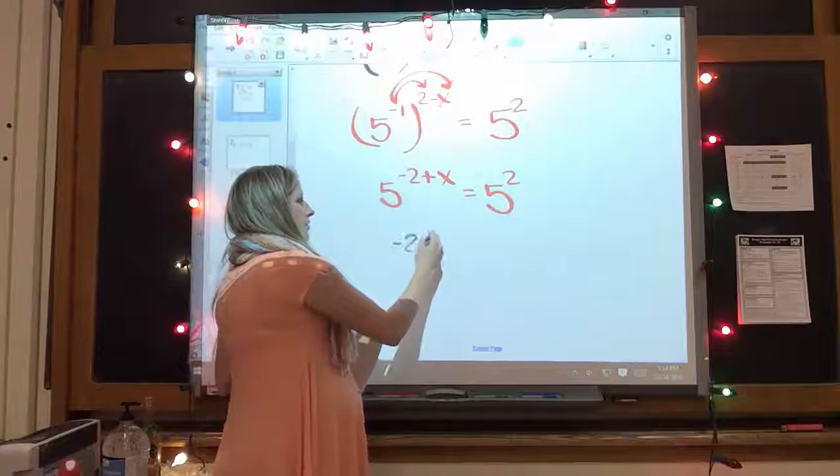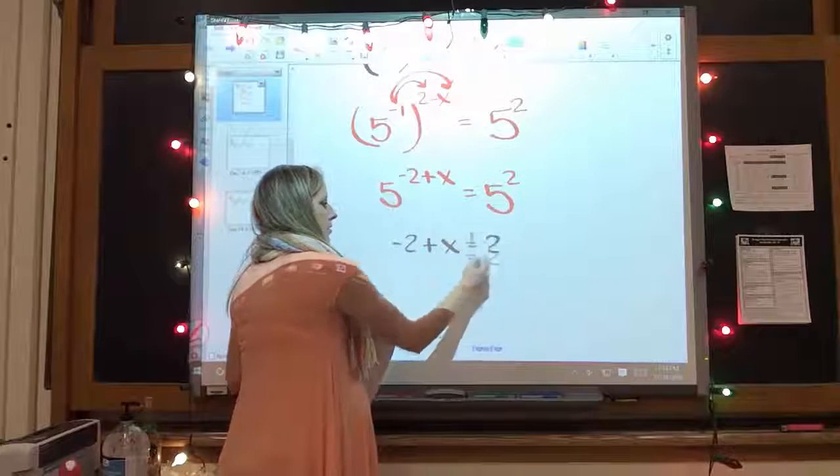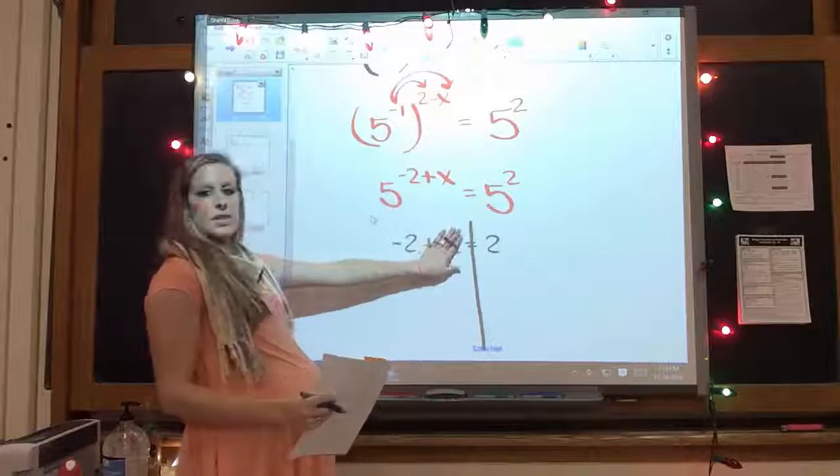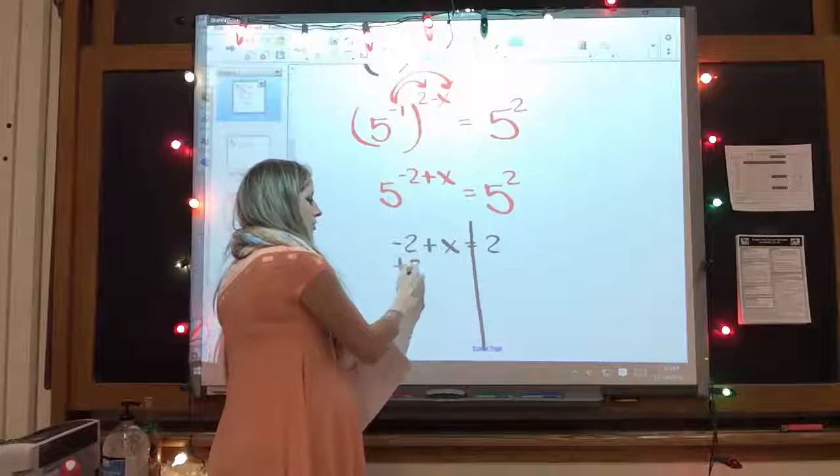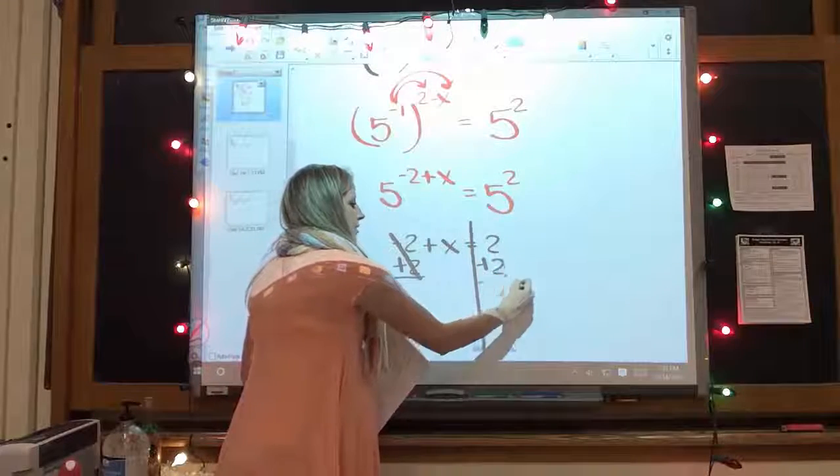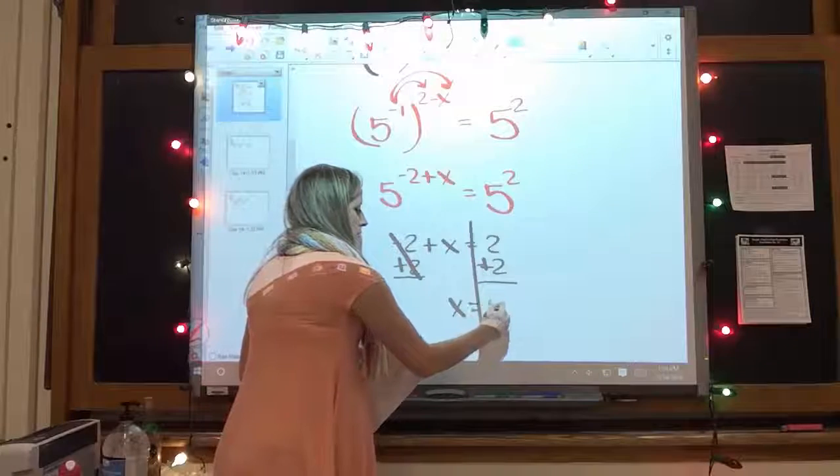Okay, then I can solve for x. So save my x for last. I'm going to add 2 to both sides, and x equals 4.